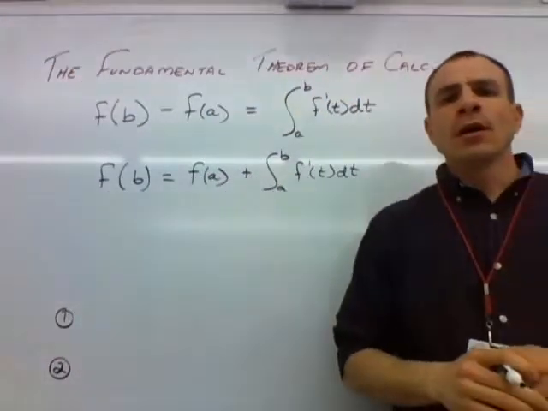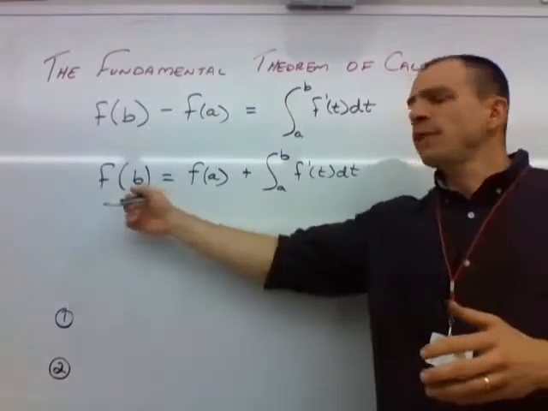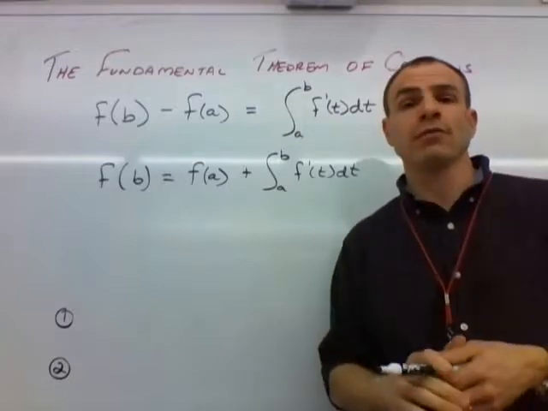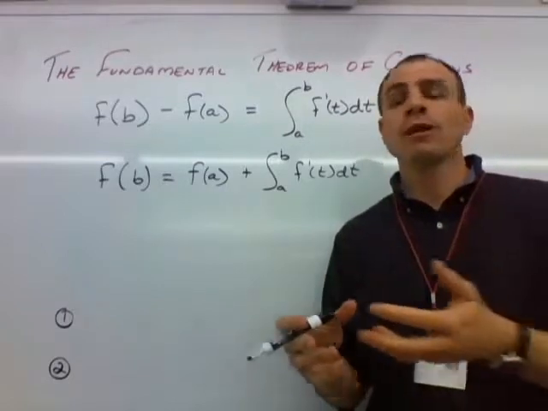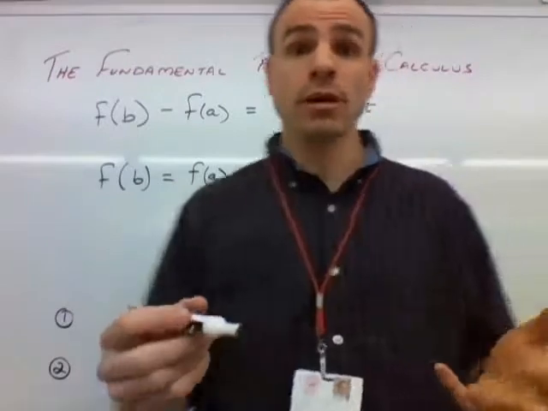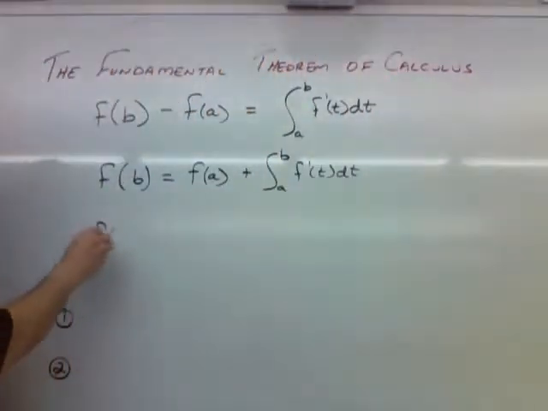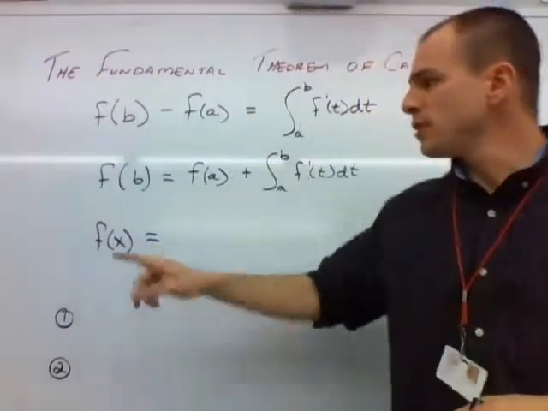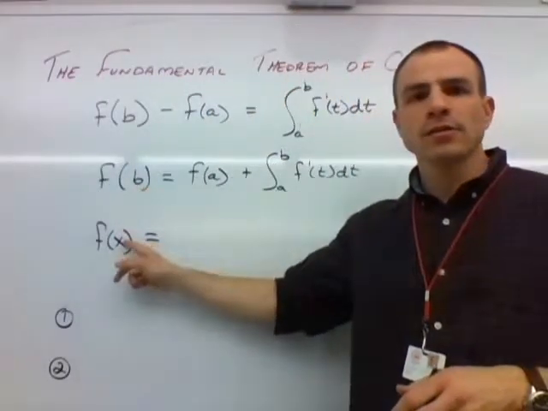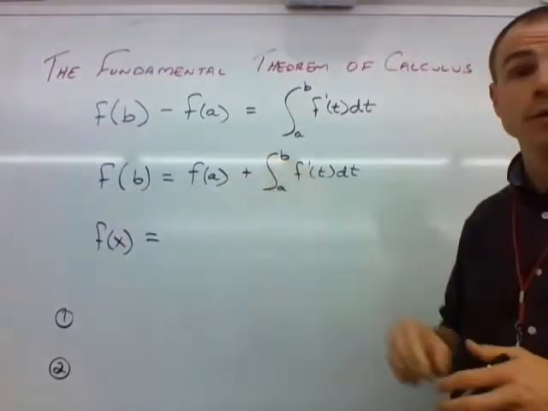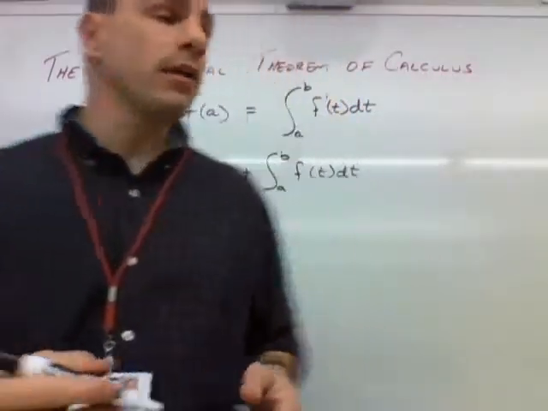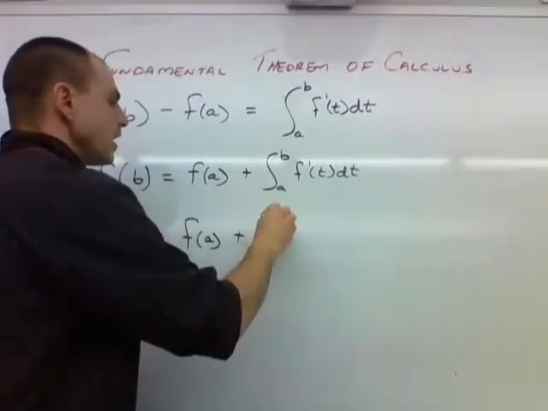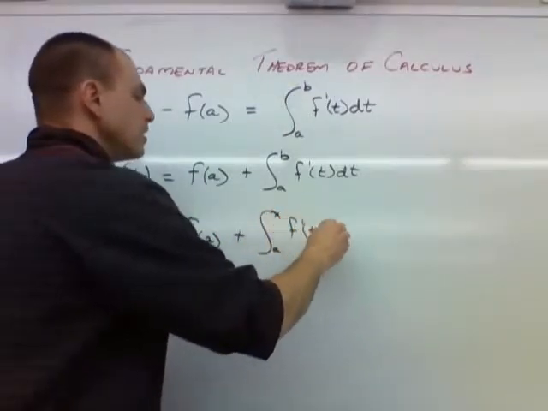Okay. Well, we now have f of b all by itself. But what if we don't want f just specifically at a value? What if we want f in general? Well, we'd have to change that b to an x, right? If we have f of x here, that's just a function in general. But if we change the b on this side to an x, well, then we're going to have to change the b on this side to an x as well. And when we do that, we end up with f of a plus the integral from a to x of f prime of t dt.